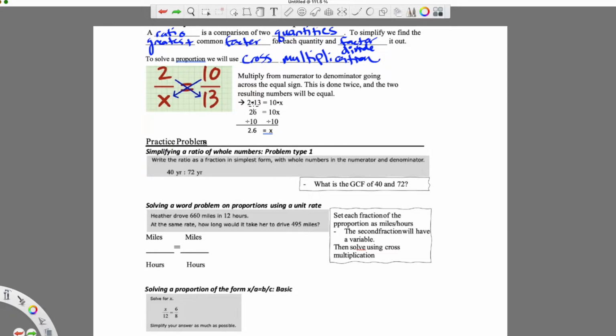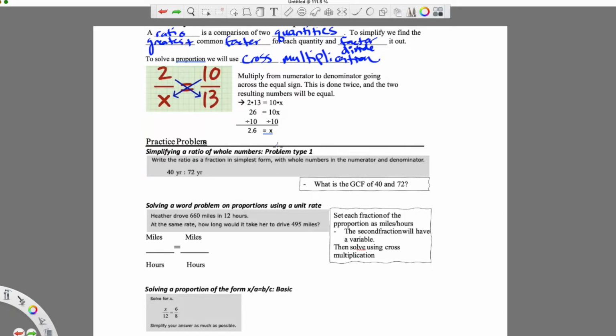So 2 times 13 we get 26. 10 times x we just write as 10x. And then to get x by itself we would just undo that multiplication by dividing. So we divide by 10 on both sides. And we would get 2.6 equals x, because it's a decimal here. It doesn't go in evenly. So this is the idea. We're going to use this a couple of times.